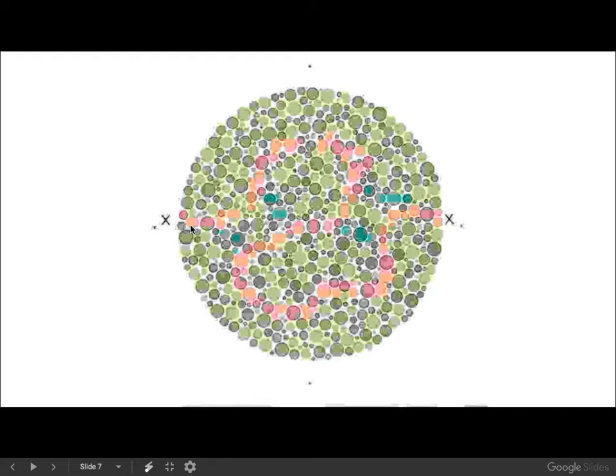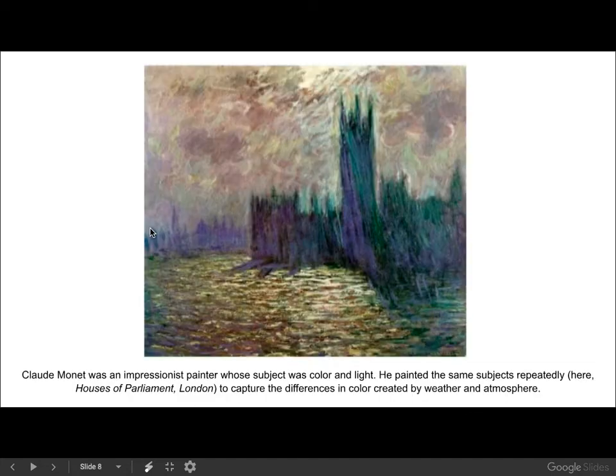So if you don't see a pattern where my cursor is going of like a reddish pink and orange going through a sea of greens, then you probably are colorblind. So you should know that.